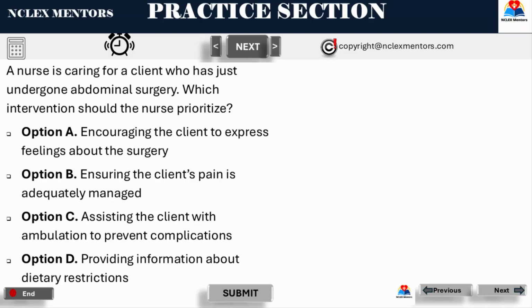Are you ready? Here we go. A nurse is caring for a client who has just undergone abdominal surgery. Which intervention should the nurse prioritize? Here are your options. Option A, encouraging the client to express feelings about the surgery. Option B, ensuring the client's pain is adequately managed. Option C, assisting the client with ambulation to prevent complications. Option D, providing information about dietary restrictions. Take your time, think through the options carefully.